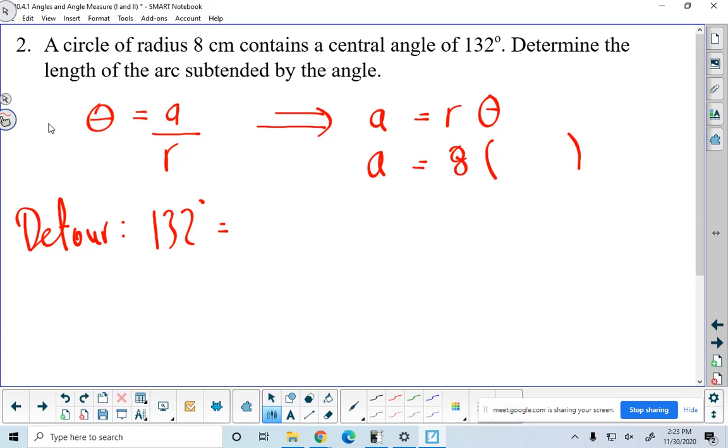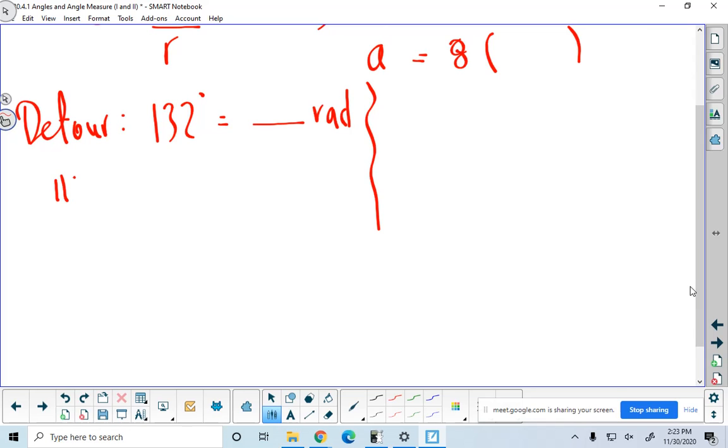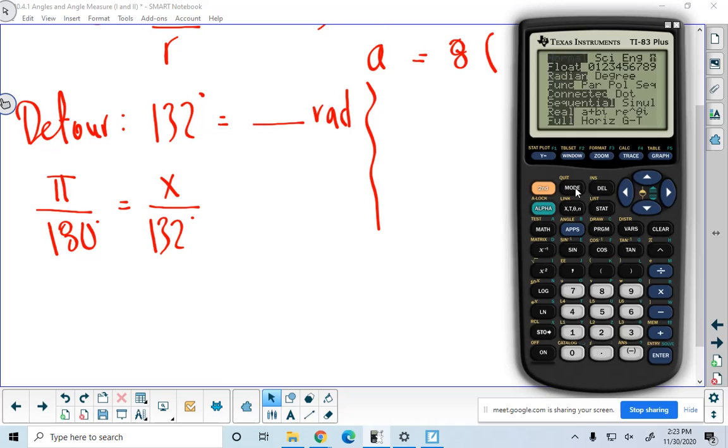132 degrees equals how many radians? Now, you could certainly use a ratio. Pi rads over 180 equals x rads over 132 and cross multiply. But since I've just shown you how to do this on your graphing calculator, that's what I would be inclined to do. Let's see, I want to convert degrees to radians. So am I in radian mode? Yep. I enter the number of degrees, which is 132, but I need to tell the calculator that that's in degrees.